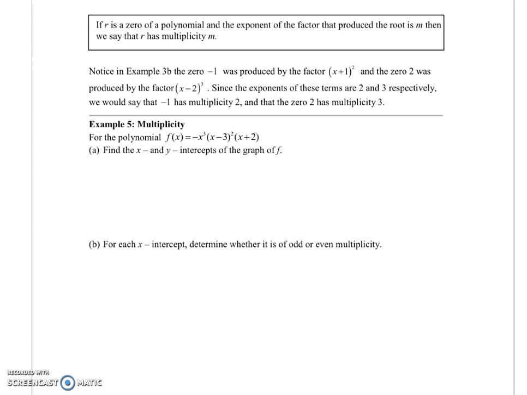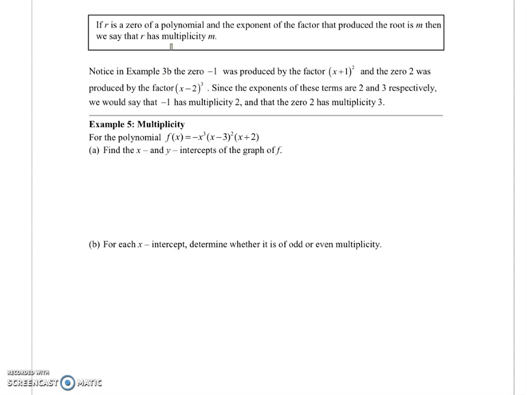Let's turn our attention to multiplicity. And as I said at the end of the last video, if r is a zero of a polynomial and the exponent of the factor that produced the root, which is also another word for zero, is m, then we say that that zero r has a multiplicity of m.